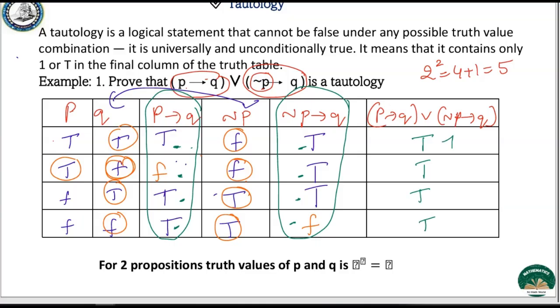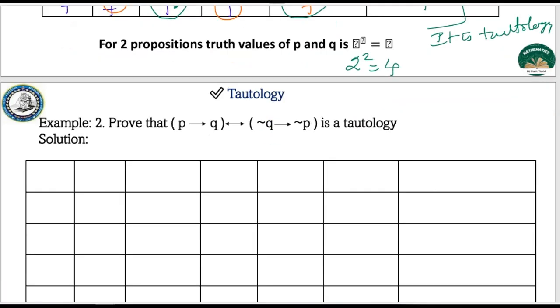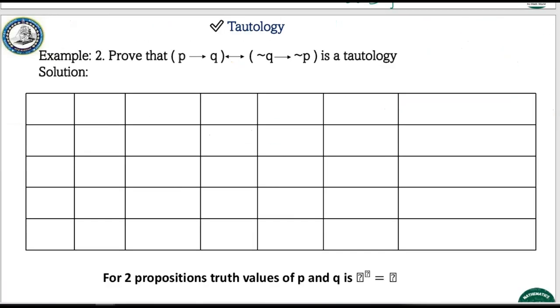Therefore, the given proposition is a tautology, because all the values in the final column are true. The answer is tautology. So what is meant by tautology? Tautology is nothing but all the given values in the last column should be true. Then it is called tautology.